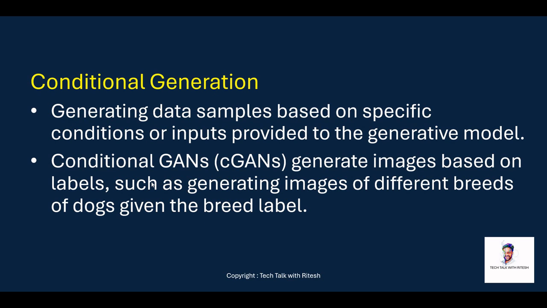Then we have conditional generation, generating data samples based on specific conditions or inputs provided to the generative model. For example, conditional GANs generate images based on labels, such as generating images of different breeds of dogs given the breed label.